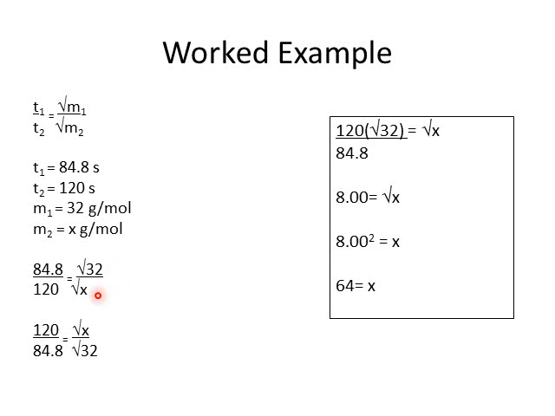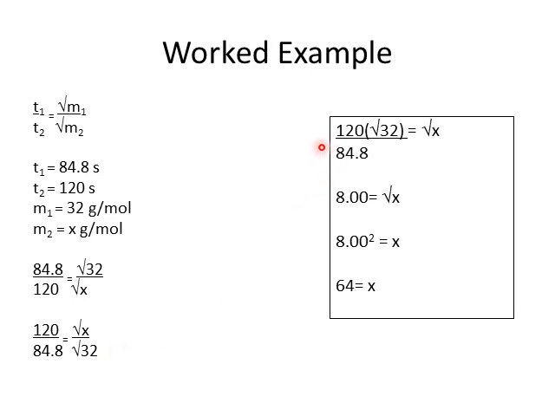However, there is a shortcut, and that shortcut is that you flip both fractions. If I flip both fractions, I end up with 120 now on top divided by 84.8 is equal to the square root of X, which is now on top, divided by the square root of 32. I'm now going to transpose that equation so that I get the square root of X on its own and all my knowns to the other side.